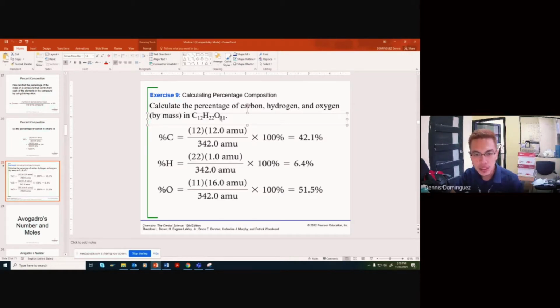For percent H, the H alone, you need to get H22. So 22 times 1.01 divided by 342. So the percent composition of hydrogen is 6.4%. And then for percent O, you can also deduct: once you have C and H, the third element is O. You can deduct 100 minus 42.1 minus 6.4 and get 51.5, instead of getting 16 times 11 divided by 342. So that's applicable for the remaining element, which is usually O.